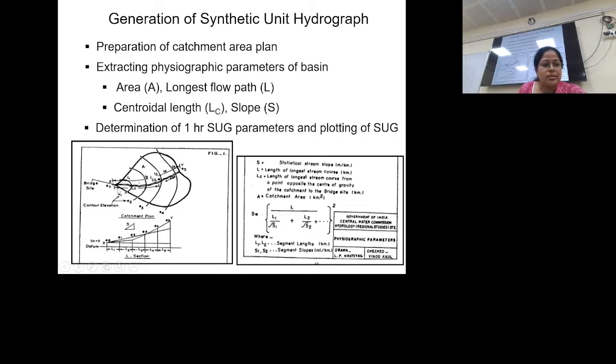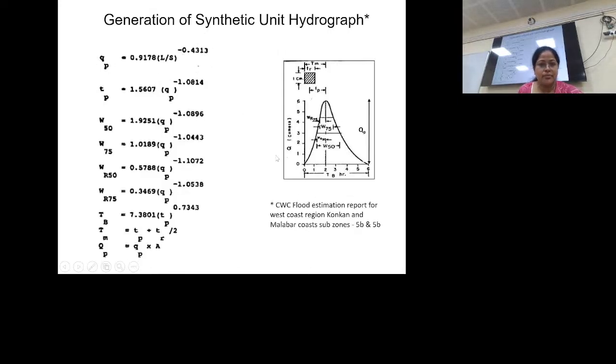From the gauging point. If you take the catchment and its centroid, the centre of gravity, the distance from that point to the outlet point is the centroidal length. And then the slope of the catchment. So using these parameters, we have to derive a unit hydrograph.